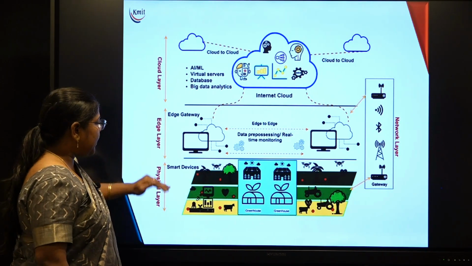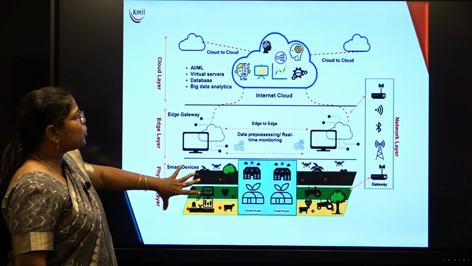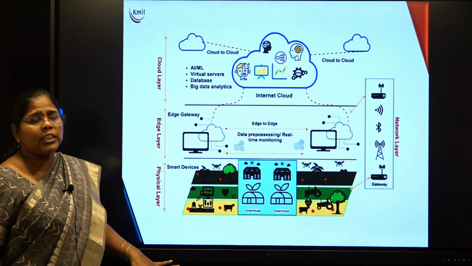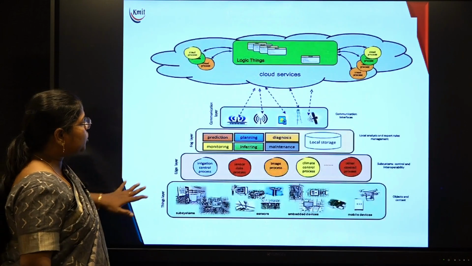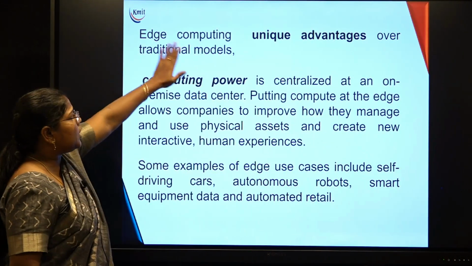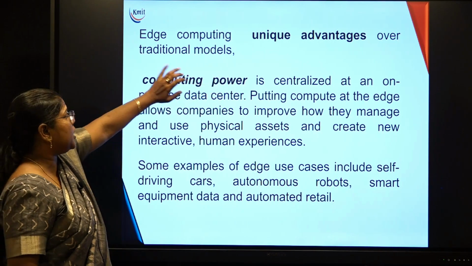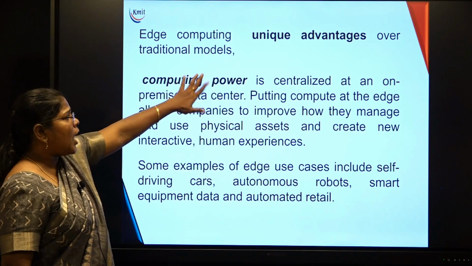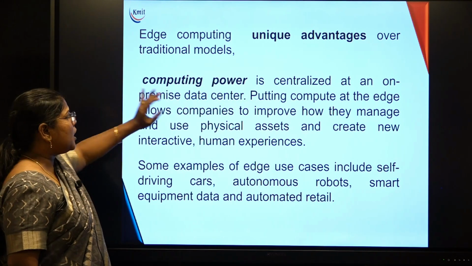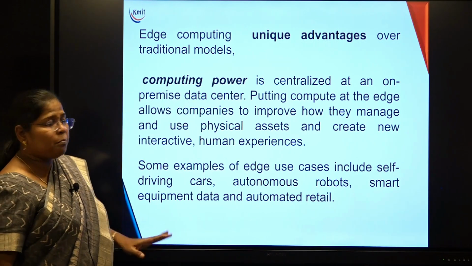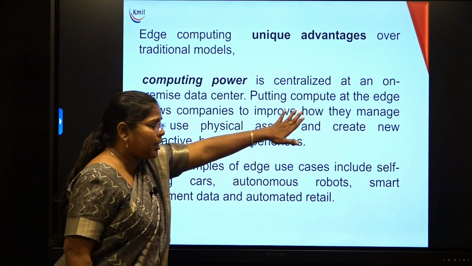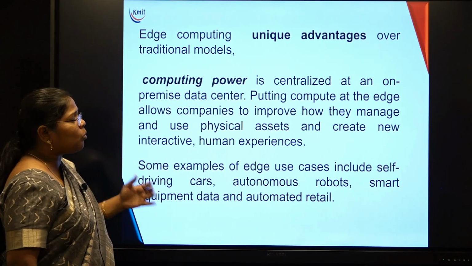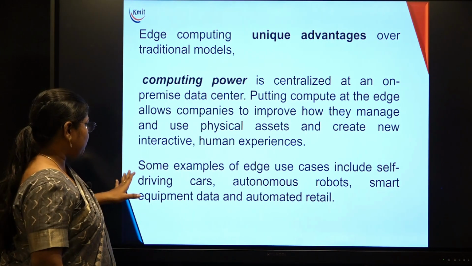So this is how the data from the farm to the cloud can be transmitted, so that we can make the decision. So what is edge computing? Edge computing has unique advantages over traditional models, because it has the computational power and the data is centralized, and the data can be stored every minute, putting all the data in compute so that it improves the quality or the yield of the crop.